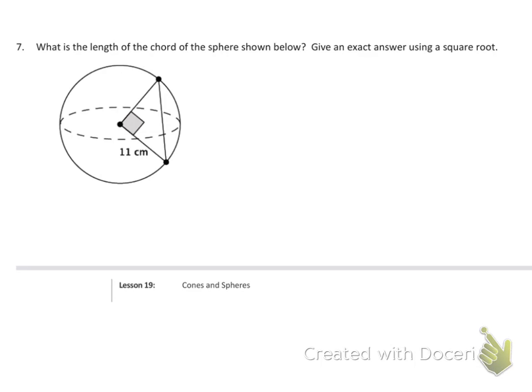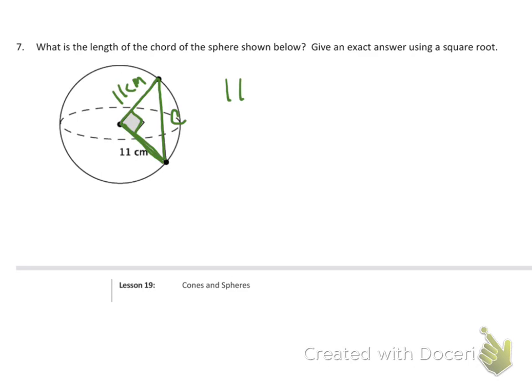Okay, so for number 7, we're asked to find the length of the chord of the sphere, shown below. Give an exact answer using a square root. Okay, so this is a radius here. This is also a radius, so they're going to be the same dimension. So this is our missing length. Let's go ahead and call it C. Because we've got a 90-degree angle here, we can use the Pythagorean theorem.